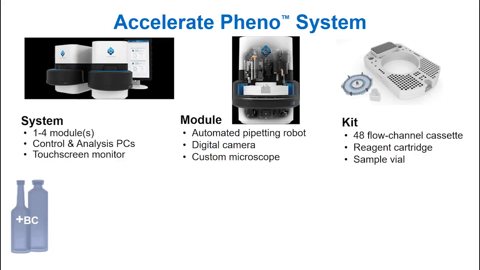The module, which is in the middle, if you opened up that module and took a look inside, you can see it's a very complicated and very sophisticated instrument. This provides an automated pipetting robot with a digital camera and a custom microscope. So we're getting into what's so unique and divergent about this system. As you can probably tell, I've been in microbiology a lot of years, and I've been doing susceptibility testing since the early 1970s.